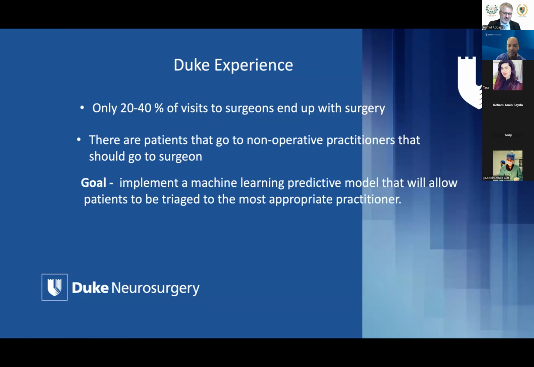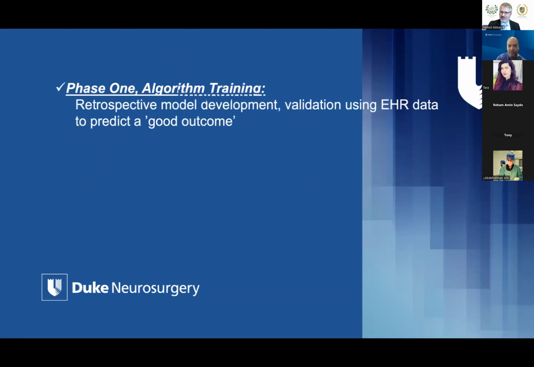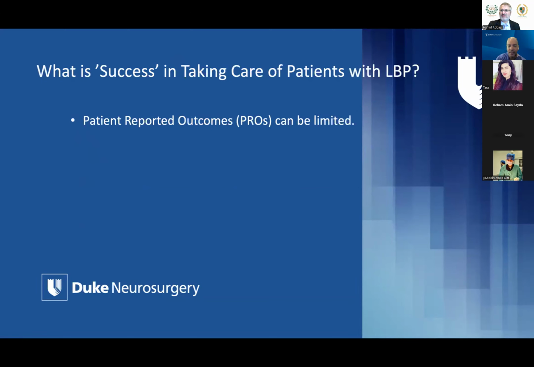So we were trying to implement a machine learning predictive model that will hopefully triage patients to the most appropriate practitioner. First of all, we looked at algorithm training. And one of the things that we really struggled with is how should we consider success? If we consider patient-reported outcomes only, that could be limited, right? Because if Mrs. Jones comes to my office and she has a grade 2 spondylolisthesis, and I just give her 100 milligrams of morphine every day, her patient-reported outcome might be very high. She might say, Dr. Albar is a great doctor, but that's not the best thing for this patient. So what we try to look at is healthcare utilization.